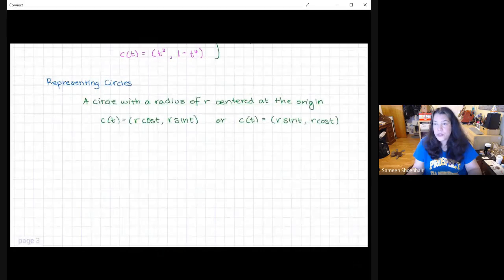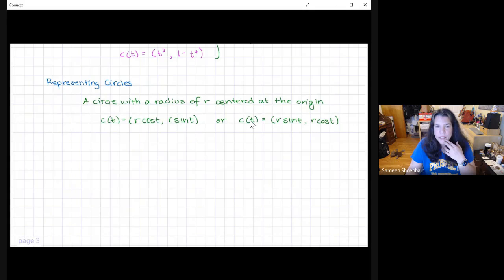Circles are a big thing, well, not a big thing, but we often talk about circles with parametric equations. The equation for representing circles looks like this. With a radius of r centered at the origin, it's going to be r cosine t, r sine t, or r sine t, r cosine t. These both describe the same circle.